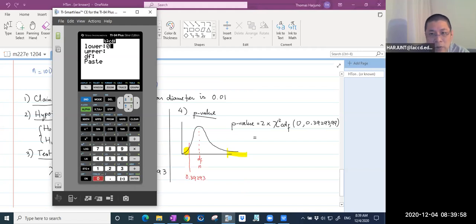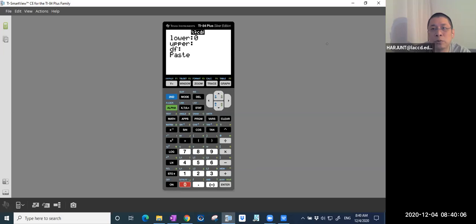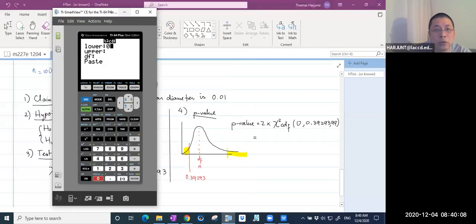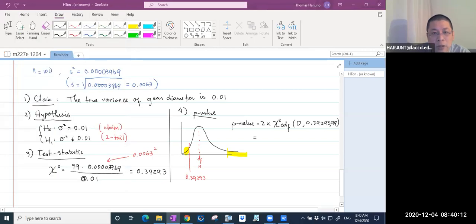Actually, somebody asked me this question, Thomas: what if I use the lower bound negative E99? It will be okay, because to the left of this number here, it's all 0. Even if you start from negative infinity, our calculator will consider the area to the left of 0 as 0. So yes, you can use negative E99 here.